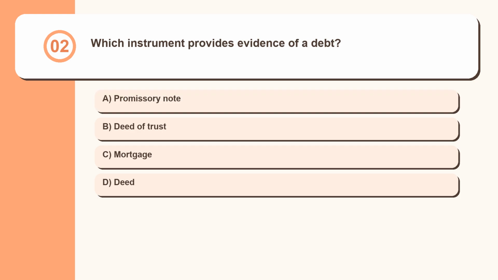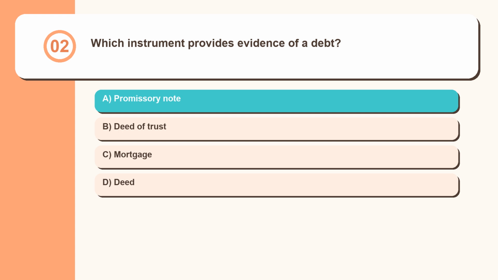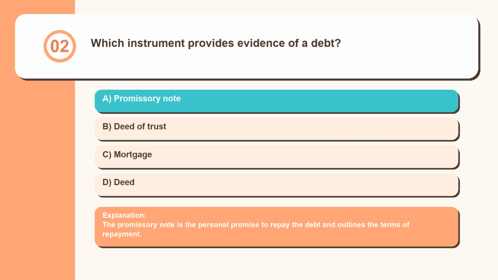Question 2. Which instrument provides evidence of a debt? Promissory note, deed of trust, mortgage, deed. The promissory note is the personal promise to repay the debt and outlines the terms of repayment.